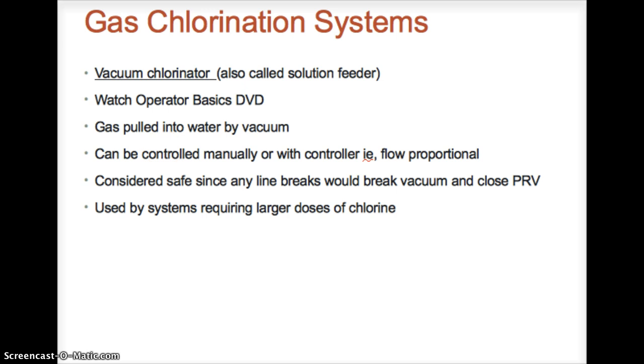So the way that it works is that the gas is pulled into the water by a vacuum. This vacuum can be controlled manually or with a controller, i.e. it can be made flow proportional. It is considered safe since any line breaks would break the vacuum and close the valve, the pressure reducing valve. And this gas chlorination is used by systems that require large doses of chlorine. So think about the American Canyon site, or in wastewater, think of the Laguna treatment plant.